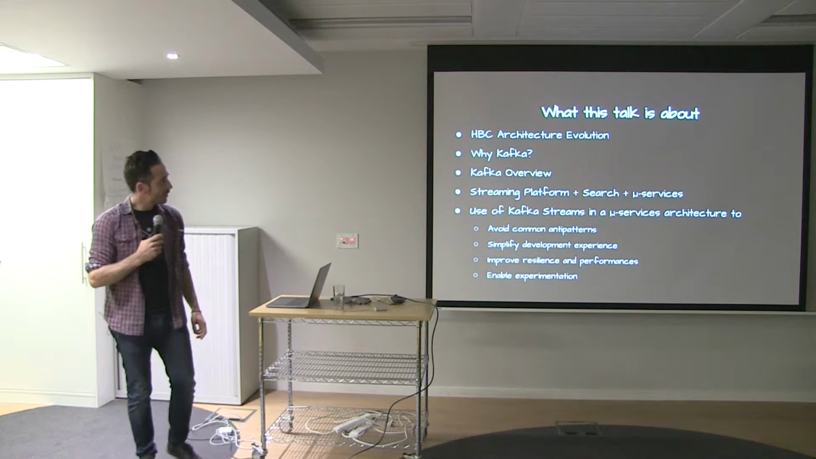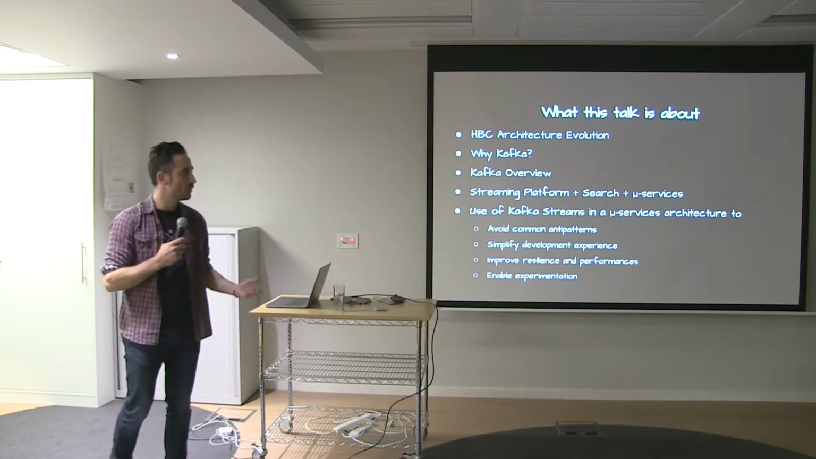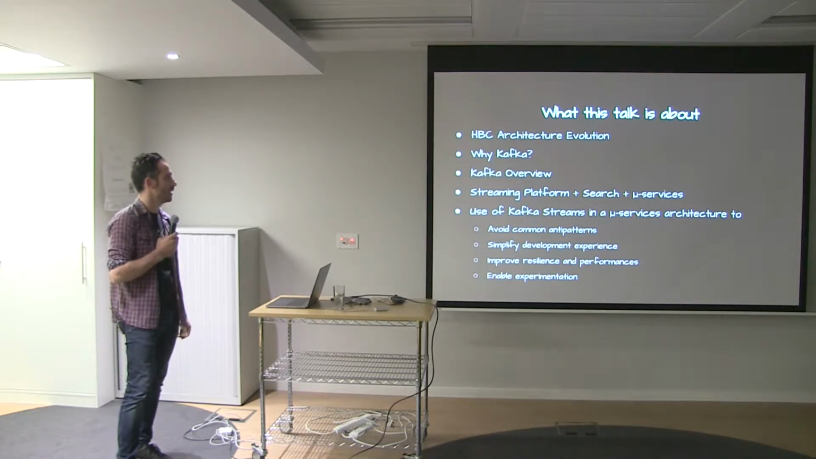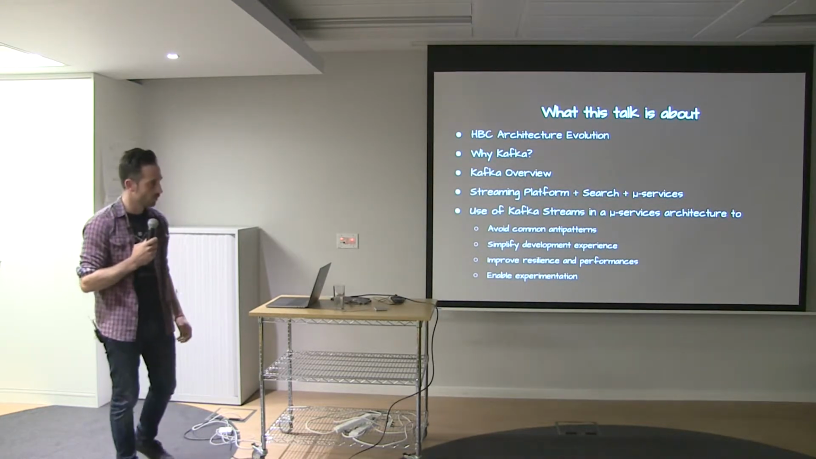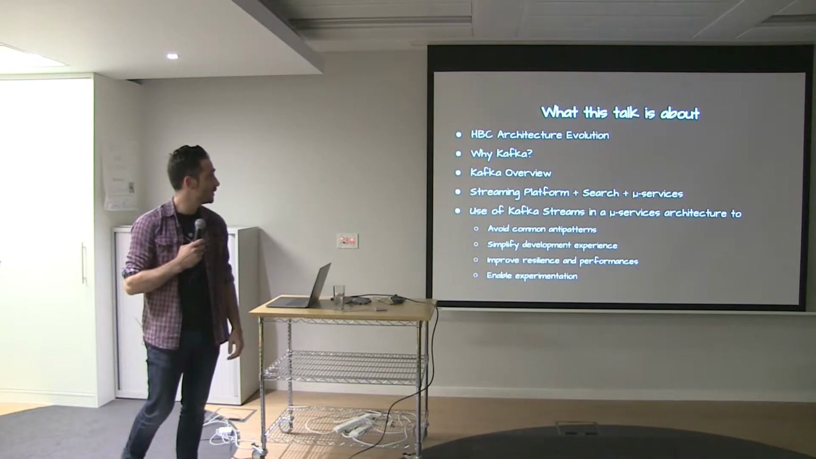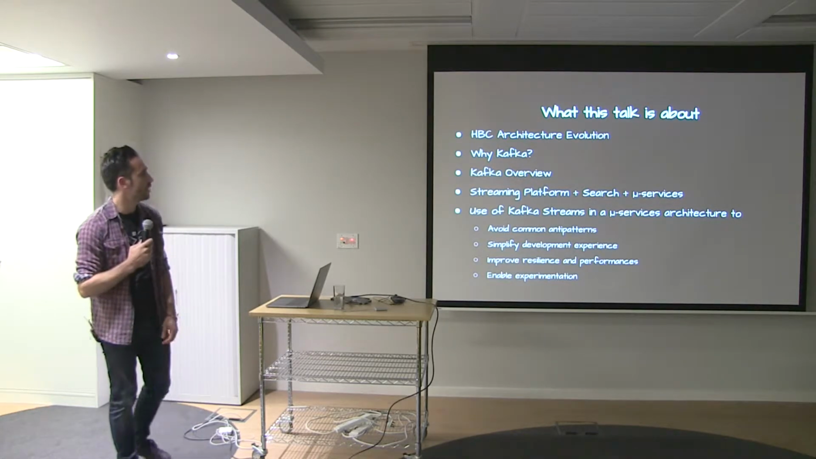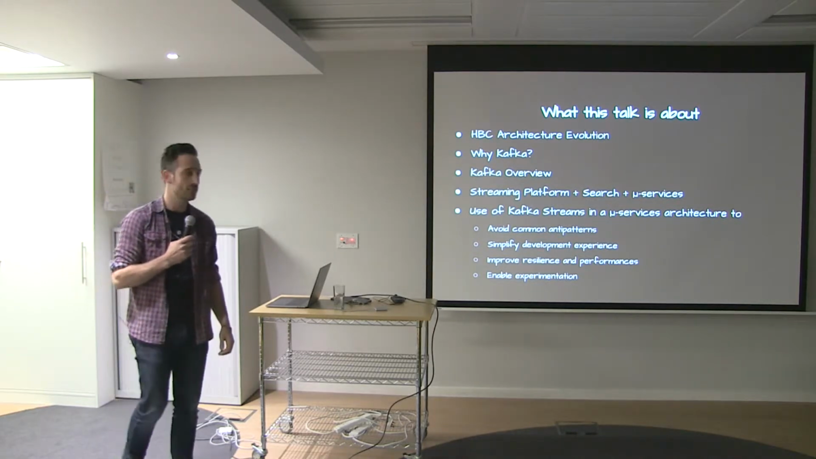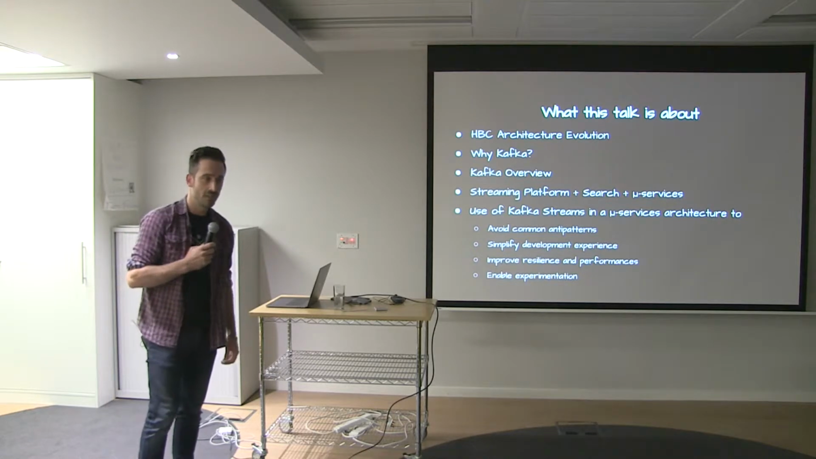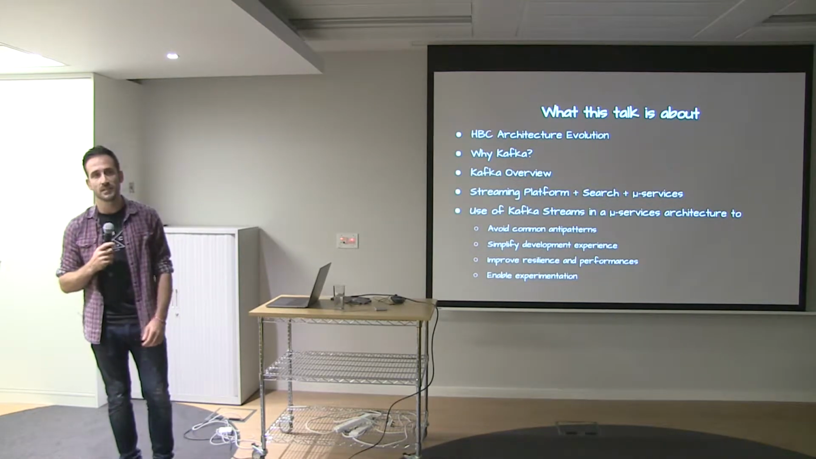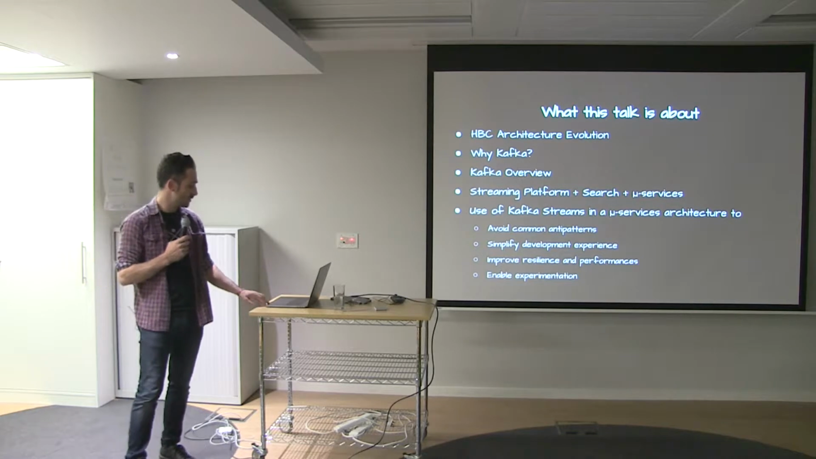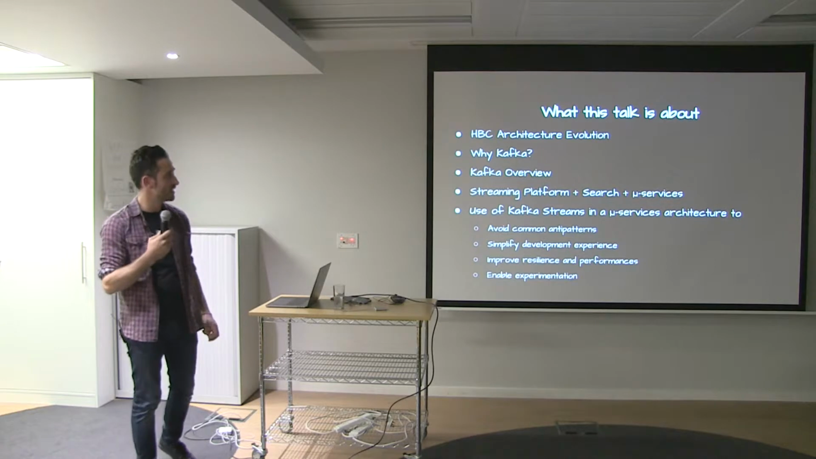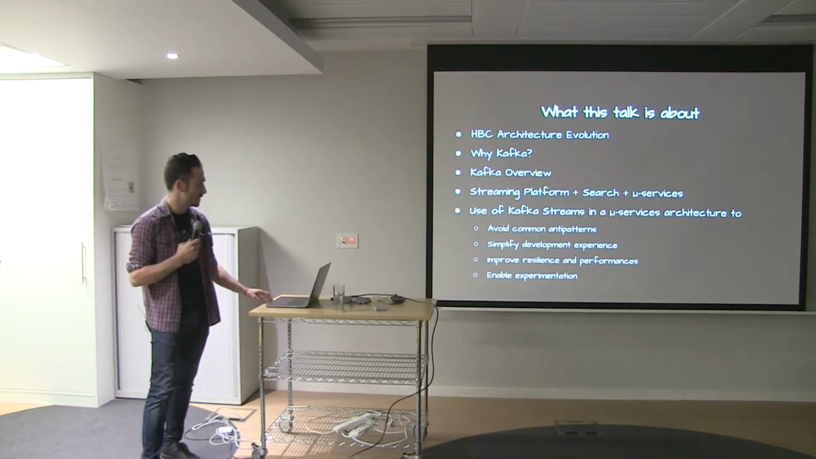So what this talk is about: I'm going to give you a quick overview of how our architecture evolved and why we picked Kafka to solve some of our problems. We are implementing right now what we call a streaming platform. And on top of this streaming platform, we are building a number of services. The main one is the search application, the application that serves the search traffic, plus a number of microservices.